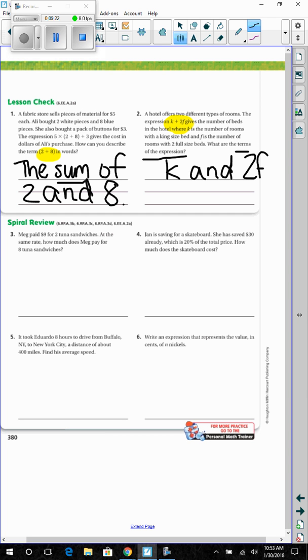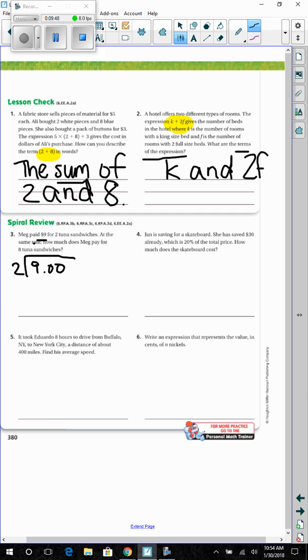Number 3, spiral review. Meg paid $9 for 2 tuna sandwiches. At the same rate, how much does Meg pay for 8 tuna sandwiches? So what you're going to do is take the total, $9, divided by 2, because we need to figure out how much it would cost to buy just one sandwich.